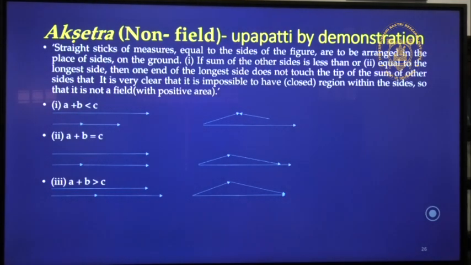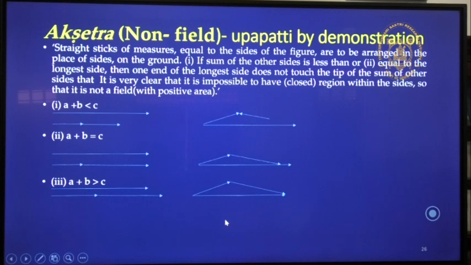And the commentator Ganesha says that you take sticks which are equally measured to the sides of the figure, and pretend you have a triangle with three sides. If the sum of two sides is less than the third side, it doesn't form a kshetra. And if they are equal to the third side, then also a triangle cannot be formed. And when the sum of two sides is greater than the third side, then a triangle is formed.